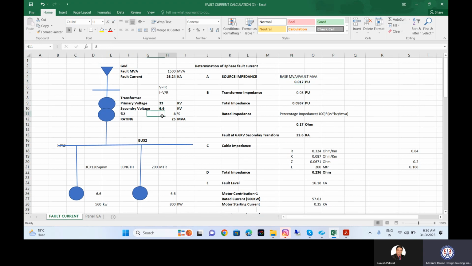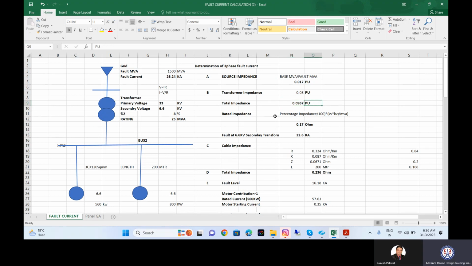Now I will add this to the transformer impedance. Transformer impedance is in per unit, and this is also in per unit. So it is 8%. So I am adding both the impedances. So it is coming 0.0967, again in per unit.